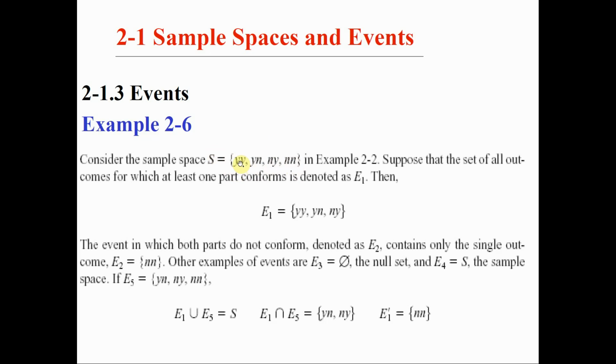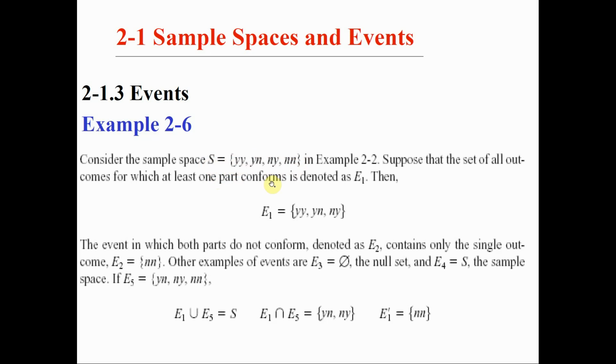So yes, yes, both conform. Yes, no, the first one conforms and the second one does not. No, yes, the first one is not conforming and the second one conforms. No, no, both do not conform to specifications. Just to understand the meaning of this. However, to solve the problem, the only thing we need is that the sample space contains these four outcomes.